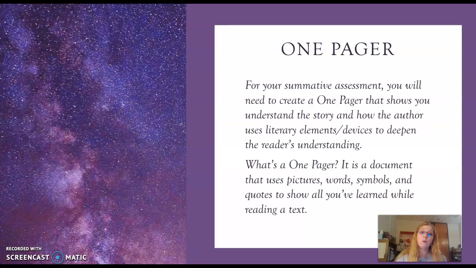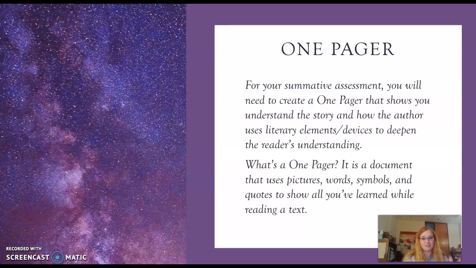and you're going to need to incorporate those quotes and all of those literary elements or devices that you've talked about on that graphic organizer. You're going to need to bring all that information over now into the one-pager. So in a real true sense, you've already started this, okay?